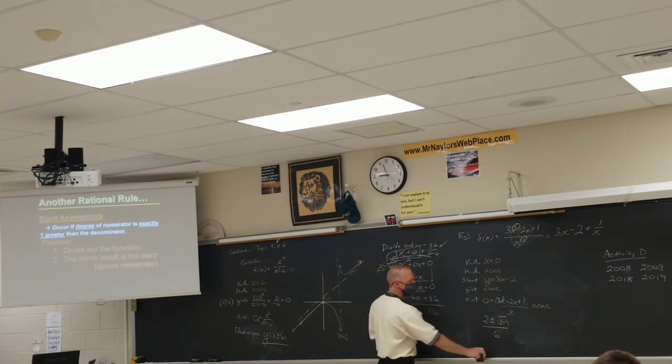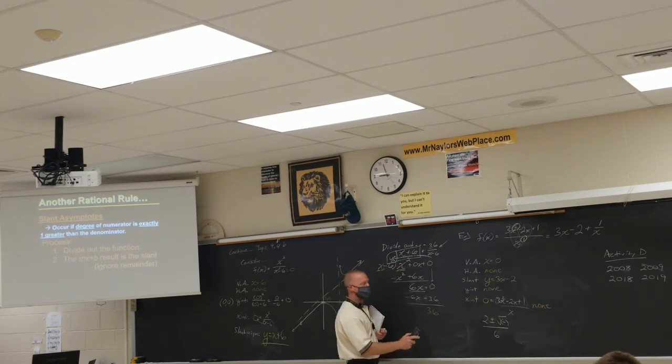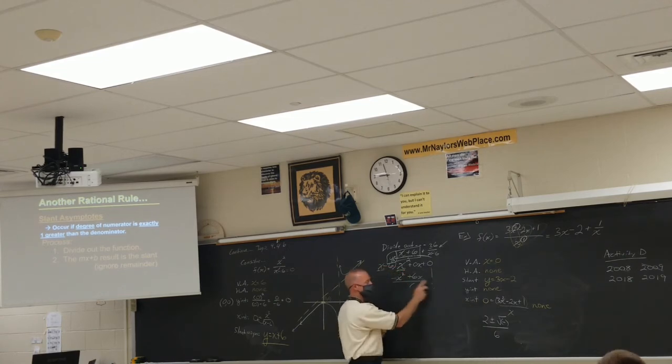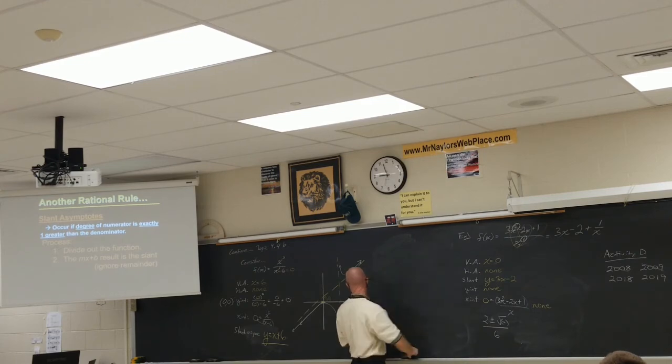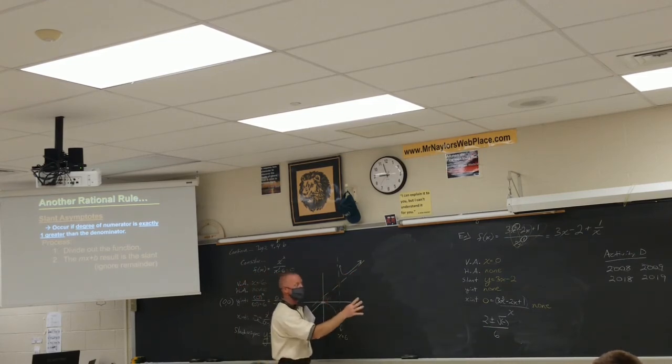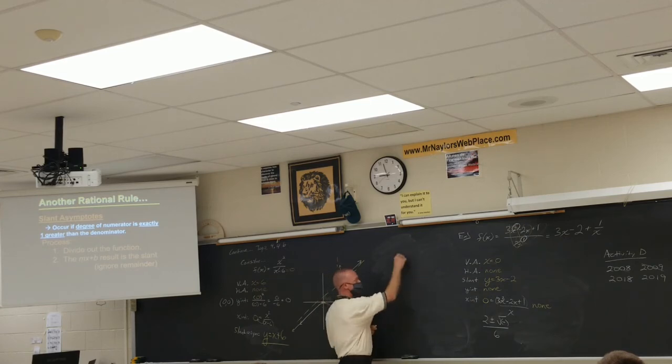Don't make too many conclusions. Don't make conclusions like, we're not going to have any intercepts if there's a slant asymptote. That's not necessarily true. You have an intercept over here. It just turns out that we don't get an x or y intercept this time.